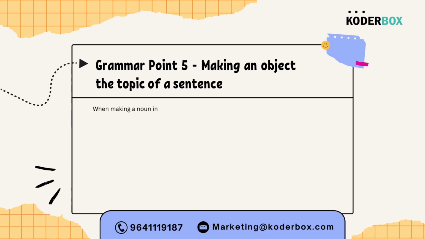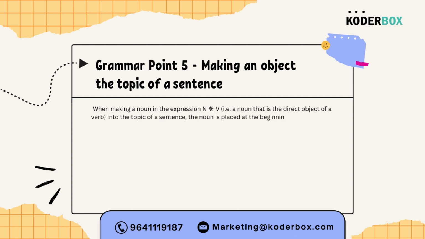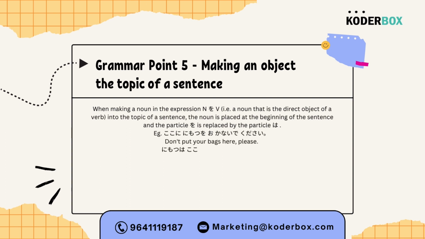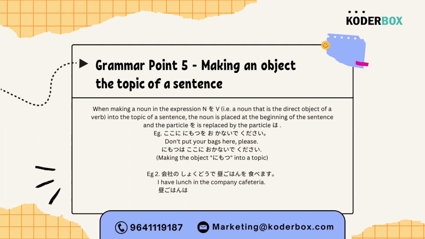Grammar point 5: Making an object the topic of a sentence. When making a noun in the expression "noun o verb," that is, a noun that is a direct object of a verb, into the topic of the sentence, the noun is placed at the beginning of the sentence and the particle o is replaced by the particle wa.